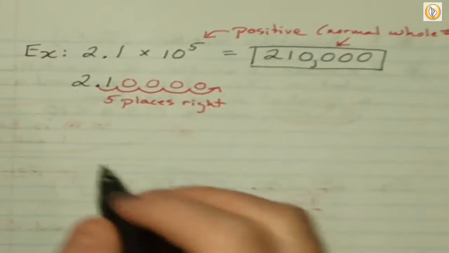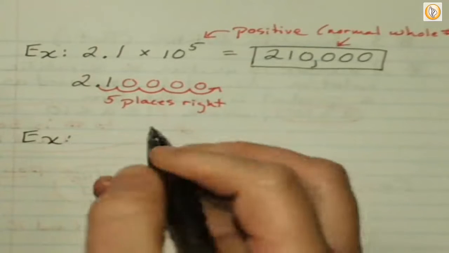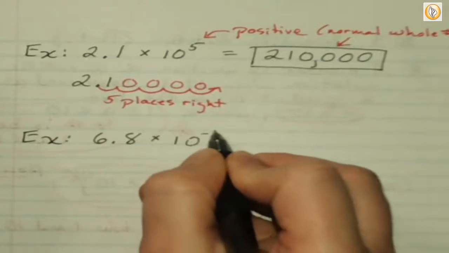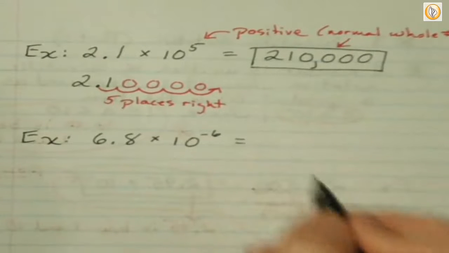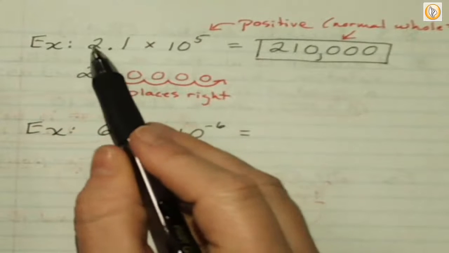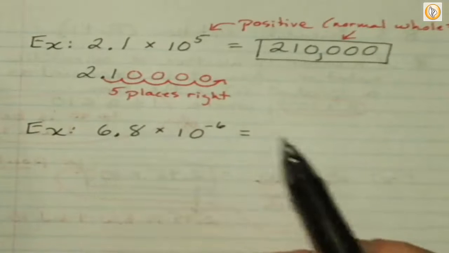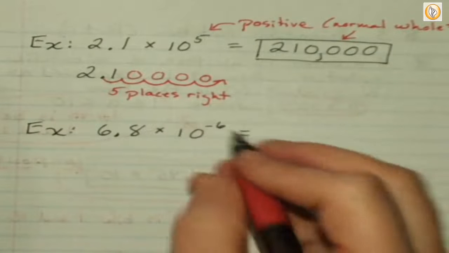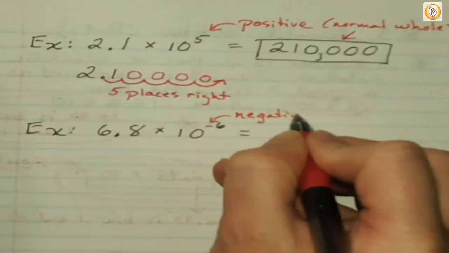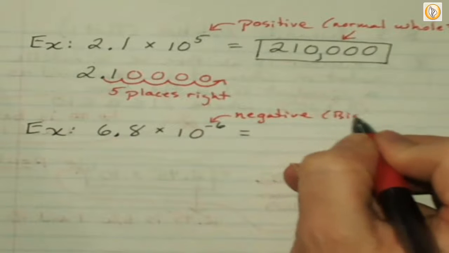I'm going to do another example, and then you see the difference between the two, and you can ask questions. Let's say I have 6.8 times 10 to the negative 6 power. So it's already in scientific notation. Notice each time this number is between 1 and 10. Okay, so now I have a negative exponent. So then my answer is going to need to be big ugly.